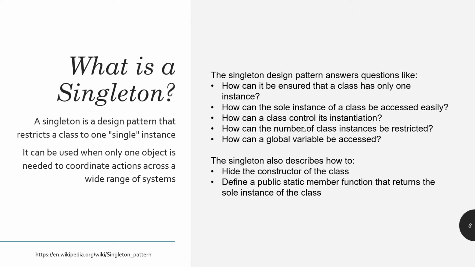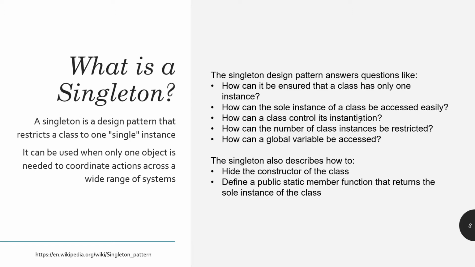The Singleton design pattern answers questions like, how can we ensure that a class has only one instance? That's what I was just describing. How can we ensure that no matter what you try to do, you can't pull down a second or a third instance? How can the sole instance of the class be accessed easily? We'll create a getter function that can get this one object. How can we control the instantiation?